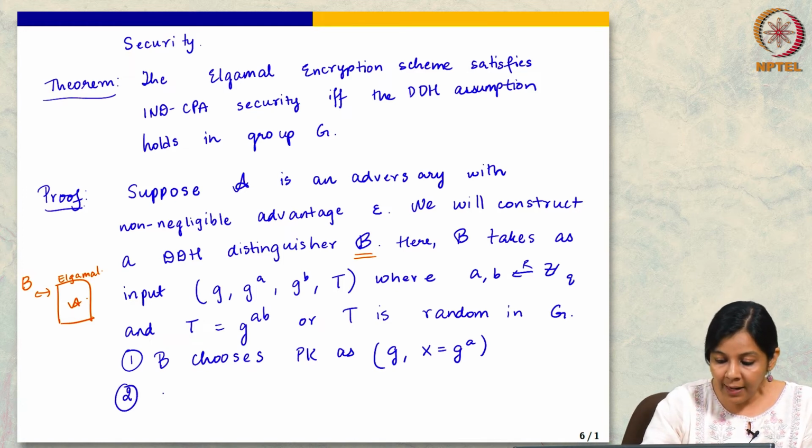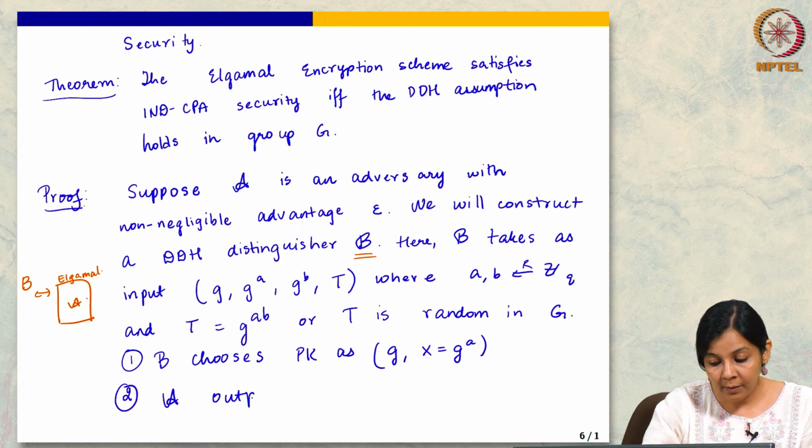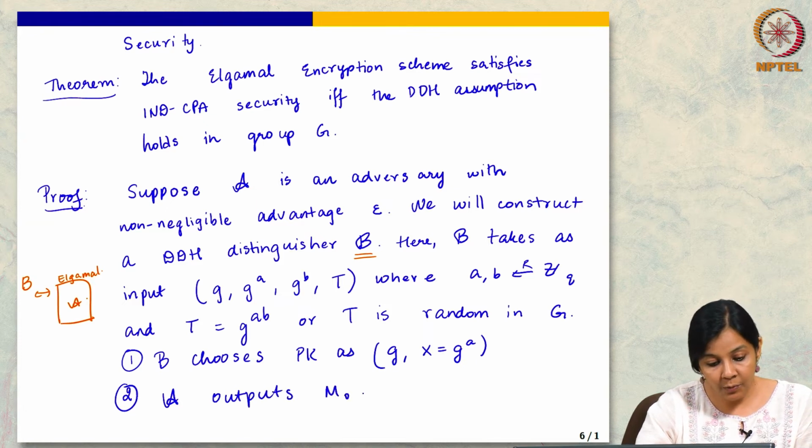Now, as a next step, A outputs some M0 and M1 which are in G.